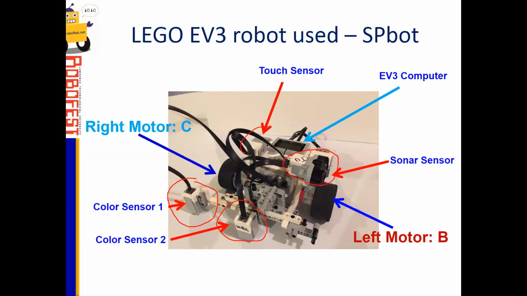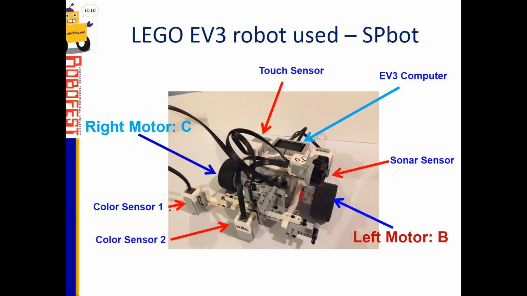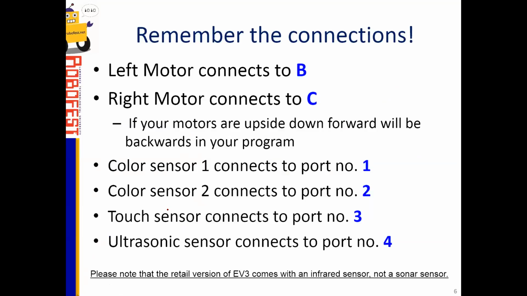We've got a touch sensor in the back. You could use that to start your robot if you wanted. And our right motor is programmed into port C, and our left motor is programmed into port B. Okay, let me fix that. All right, so the left motor, once again, is connected to B. The right motor is connected to C. If your robot design involves your motors being installed upside down, just remember when you set up your program, forwards will be backwards, and backwards will be forwards.